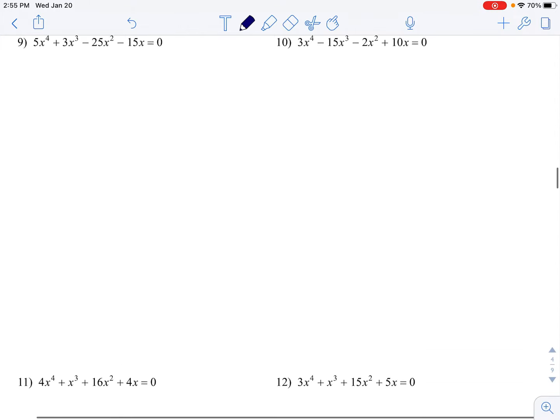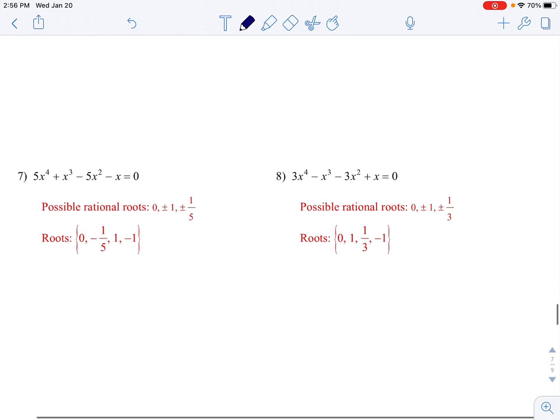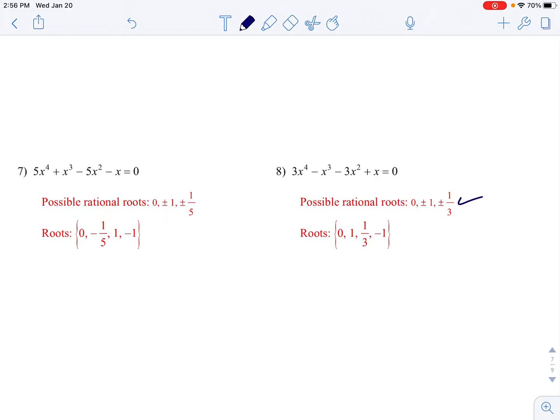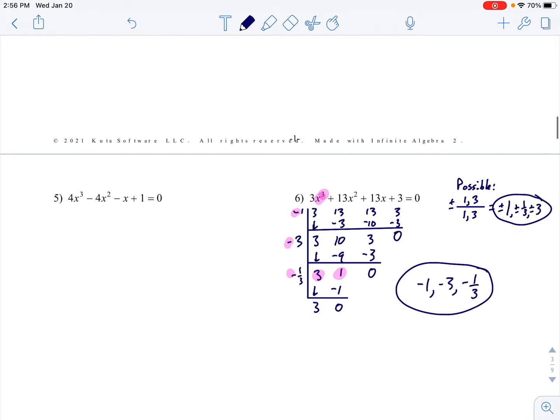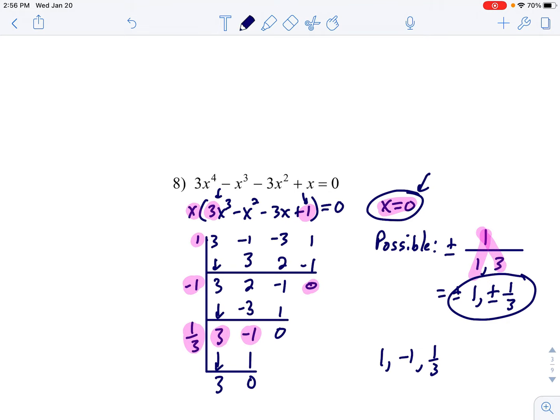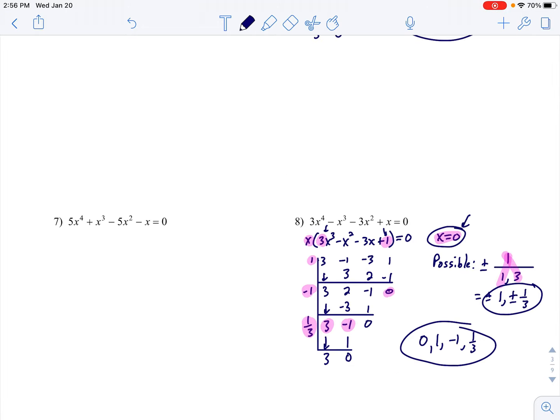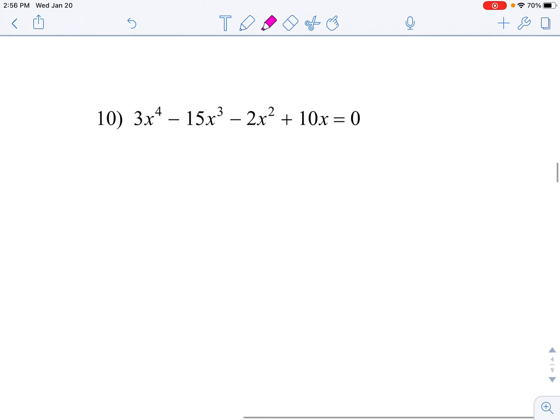Anyway, let's check number 8. Make sure I didn't mess anything up, because you know me, I can mess things up. Good, and oh, okay, here's my 3 answers. I forgot about the 0 from the very first step. So this 0 up here, I probably should have brought down and included it in my answers like that. All right, cool.